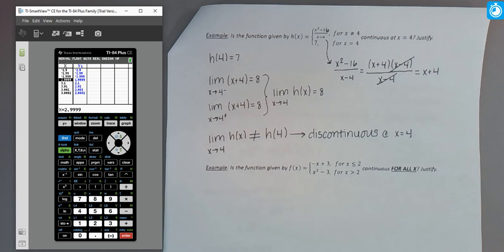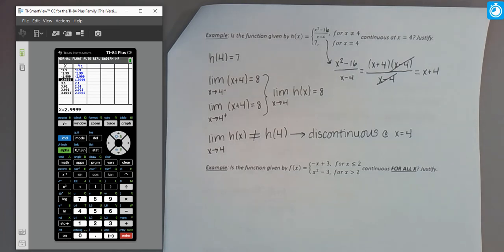Okay, one more example, one more. Now let's take it up one notch. So here we're being asked a slightly more complicated question. The question is, is this piecewise function, again, continuous for all x? And we want to justify, if it is not, using those three criteria.